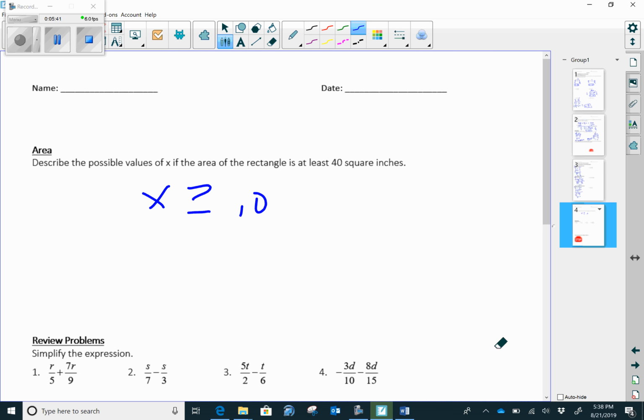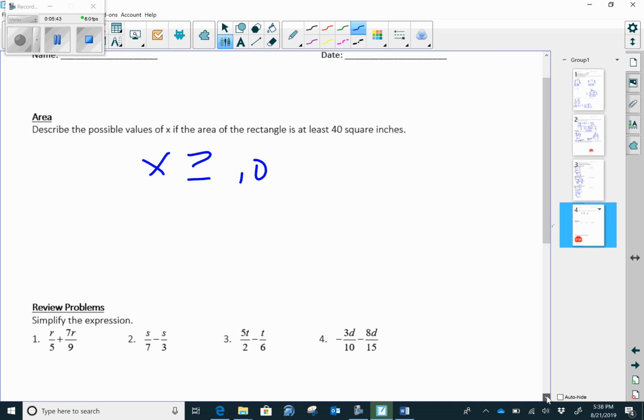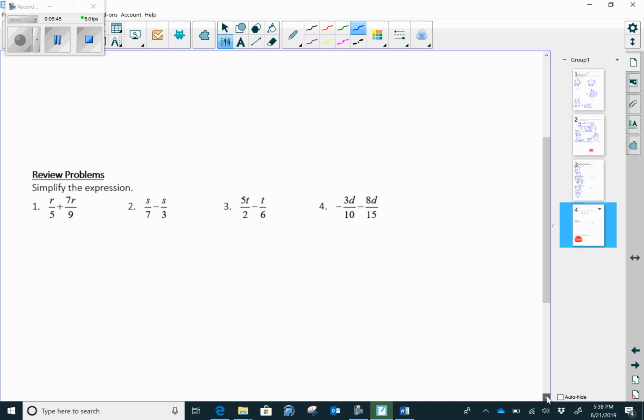Okay, let's do some review questions. So again, we're simplifying these expressions. We're looking very carefully at the denominators. Okay, so let's look at question number 1. R/5 plus 7R/9. So you say to yourself, what is the LCD, the lowest common denominator of 5 and 9? That would be 45.